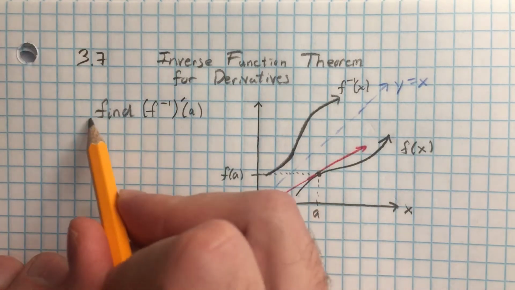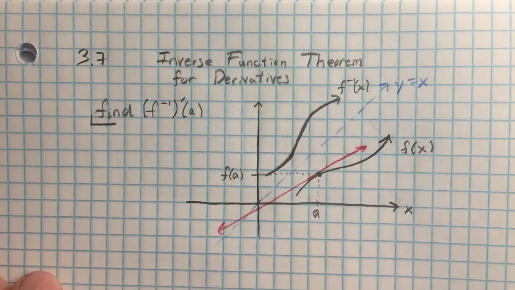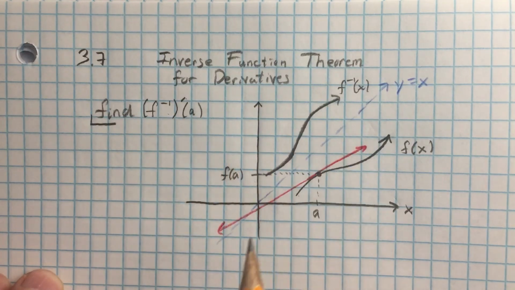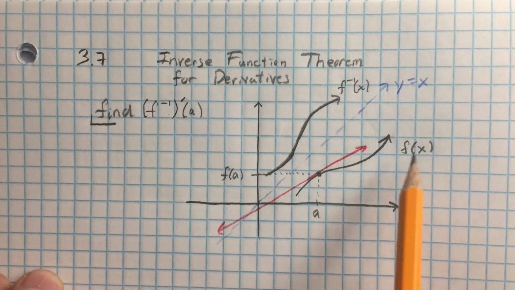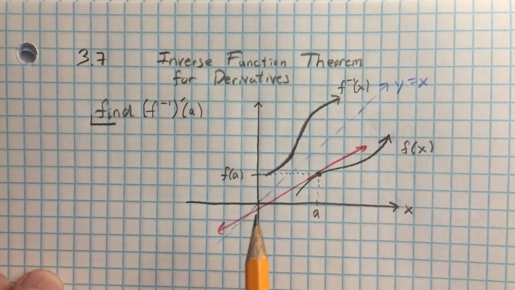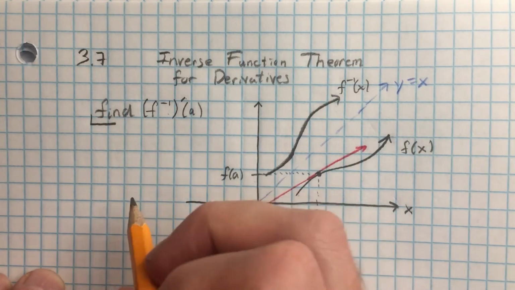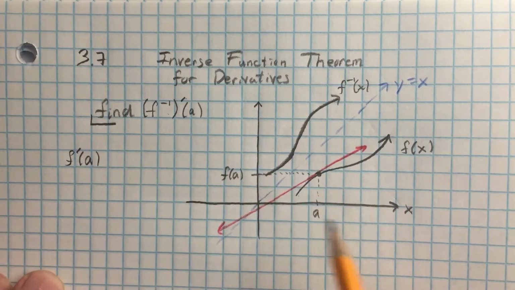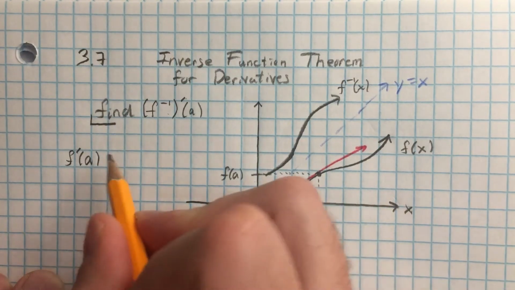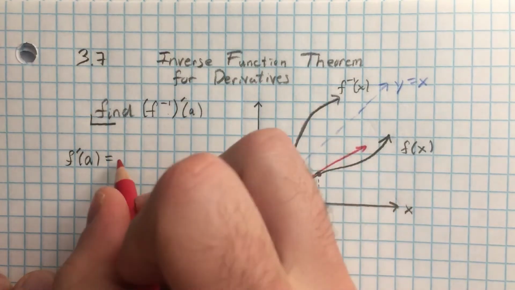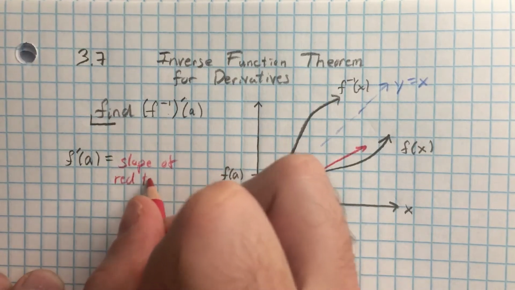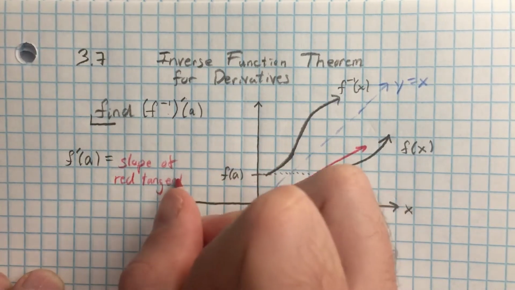So again, the goal is to find this. But to do that, I'm going to construct this picture and try to make it believable. There's a certain relationship between the derivative of the inverse at a location and the derivative of the original function at the same location. So first of all, f prime at a we have here should be the slope of the red tangent.